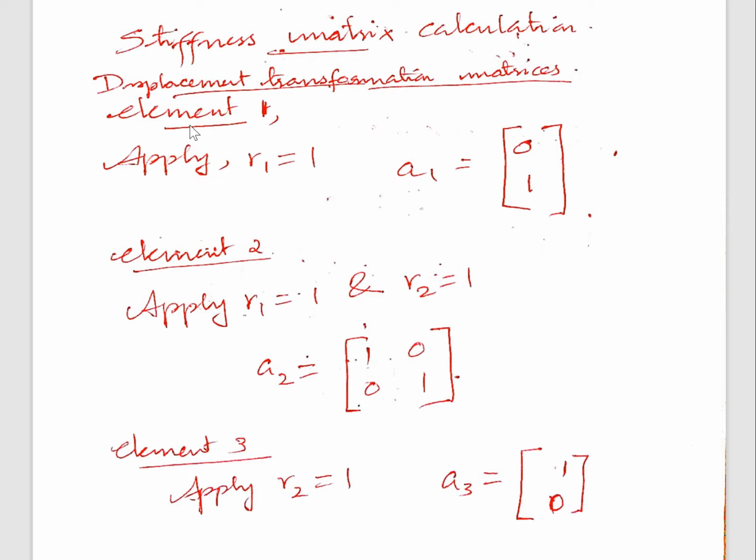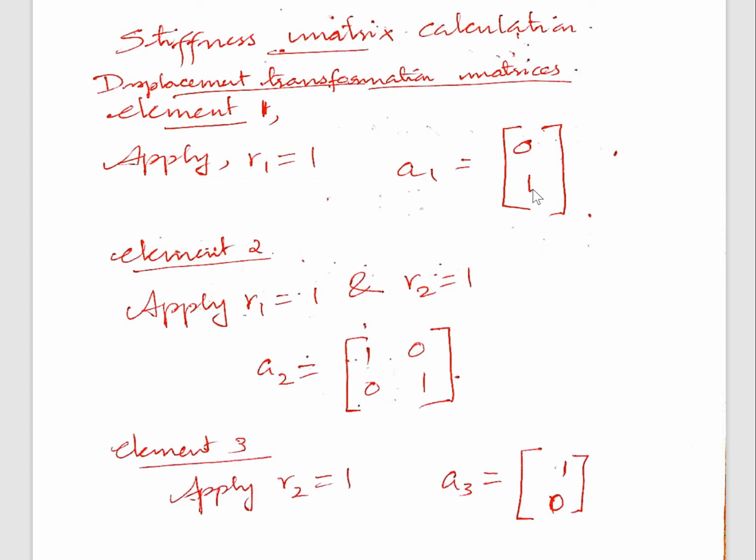For the first element we have to apply R1 is equal to 1 because R2 does not affect the first element. R2 എന്ന് പറയുന്നത് joint C ആണ്. Joint C യിൽ വരുന്ന rotation നമ്മൾ എ ബി എന്ന് പറയുന്ന എലമെൻറ്റിനെ എഫക്റ്റ് ചെയ്യുന്നില്ല because we are taking the elements separately. So apply R1 is equal to 1 for the element 1. Then the displacement transformation matrix will be 1, 0, 1. This is the first coordinate and this is the second coordinate.